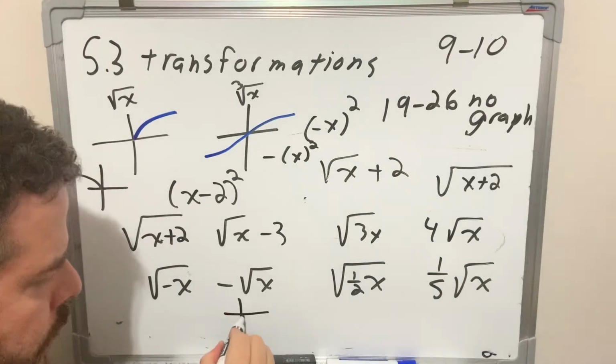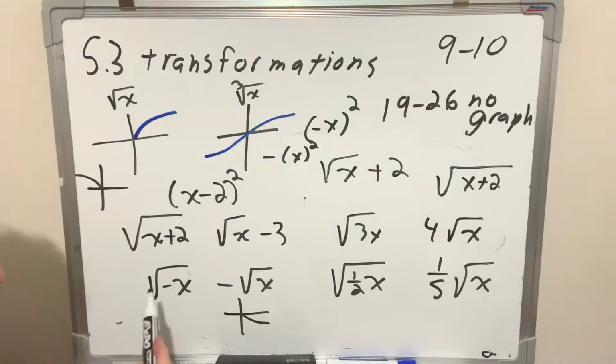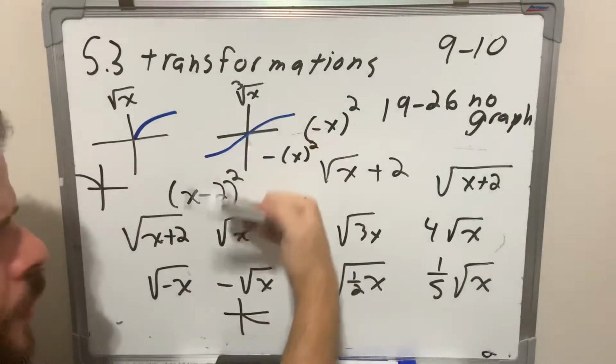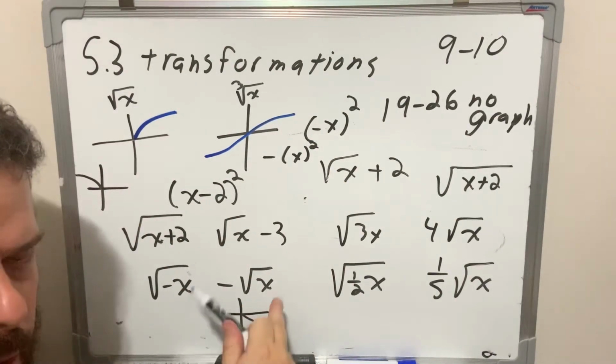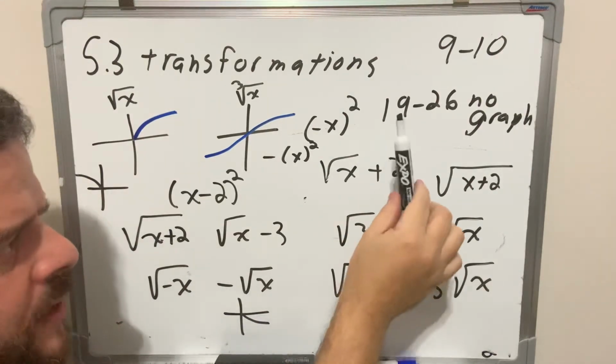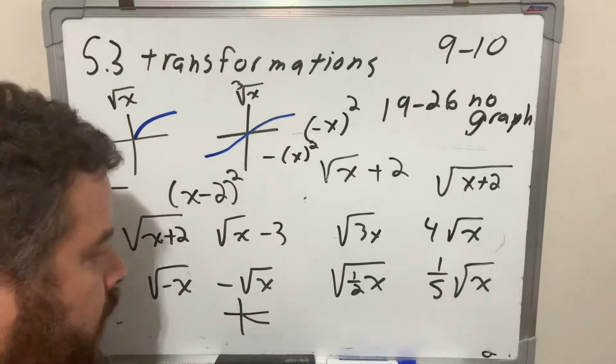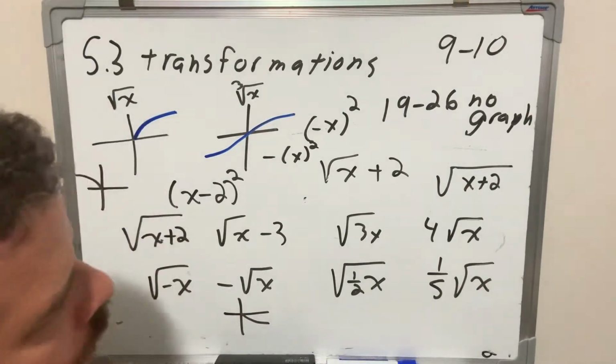So it would look something like this. So again, inside, reflect across the y. Outside, reflect across the x. Same thing that applies for parabolas and cubics, just now we're using a radical instead of a parentheses.